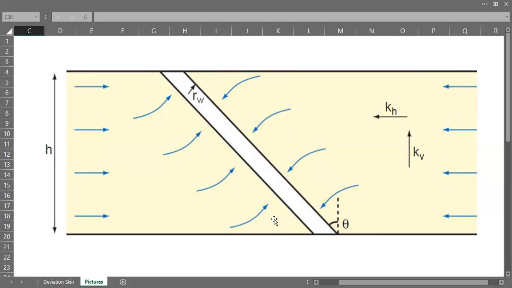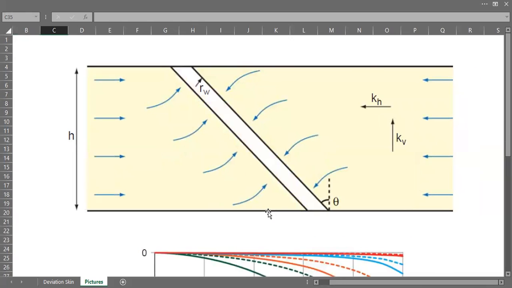So in this case, we will have a skin factor, and we call it deviation skin. Or you can also call it inclination skin, or skin due to inclination, or skin due to deviation. And this is the net pay thickness of the reservoir. This is the horizontal permeability, vertical permeability. And this is the direction of the flow, you can see.